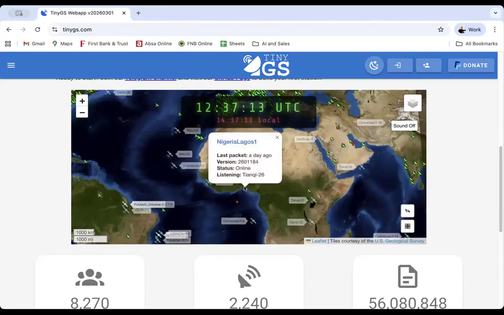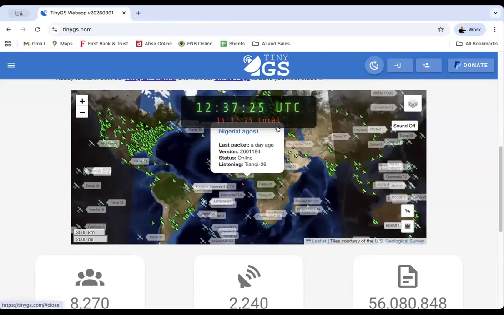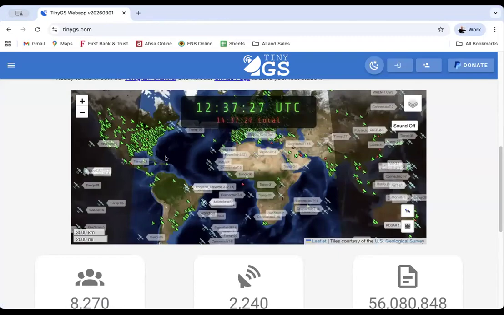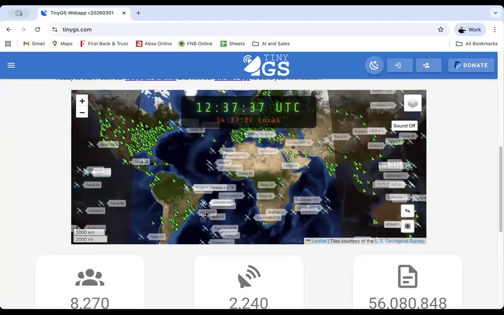What I'm going to do is have a look at this one here. This ground station is called Nigeria Lagos, and it is live at the moment. Now I'm just going to zoom out. You can see there are way too few TinyGS ground stations on the African continent. There's a lot in Europe, and a lot in North America.